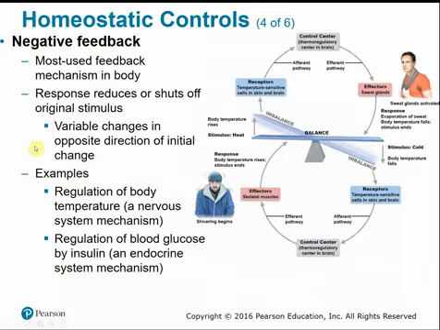Negative feedback is most commonly used in the body. Like we said, with negative feedback, we're going to essentially shut off the original stimulus. We're going to turn it off. We don't want to ramp it up, we want to turn it down. So our variable is going to change in the opposite direction of the initial change. In this example, body temperature rising is the stimulus, so our response in a negative feedback would be the body temperature going back down.